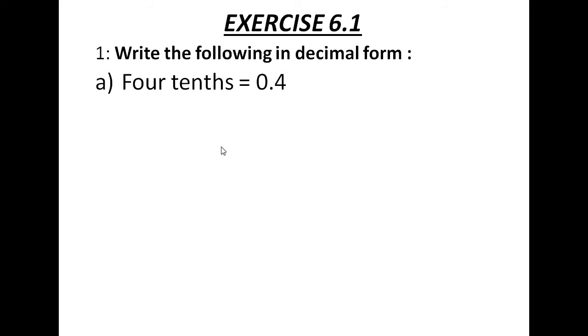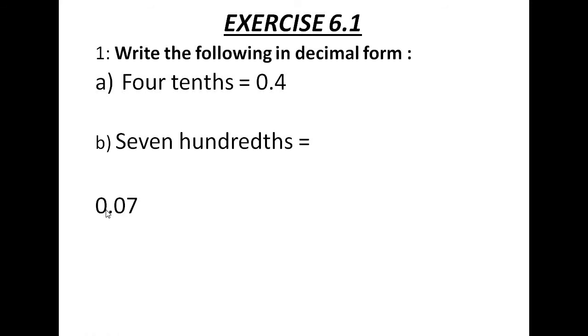4/10. Tenth is the first place. So after decimal, the first place is 4, 4/10. And there is no whole number, so keep 0. Next, 7/100. How to write it in decimal form? Hundredth is the second place. So the first place, tenths, is 0, and even the whole number is 0, and place 7 in the hundredths place. It is 0.07, 0 and 07, or 7/100.